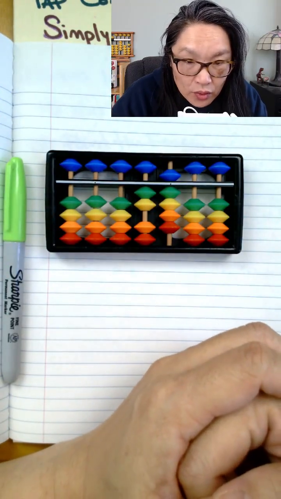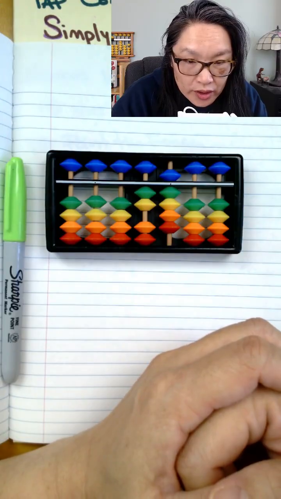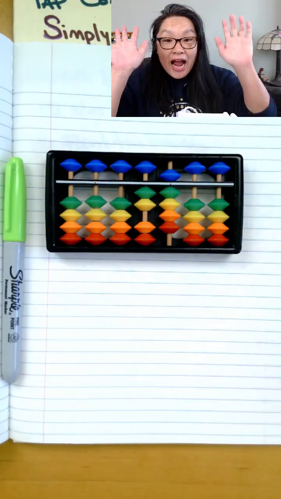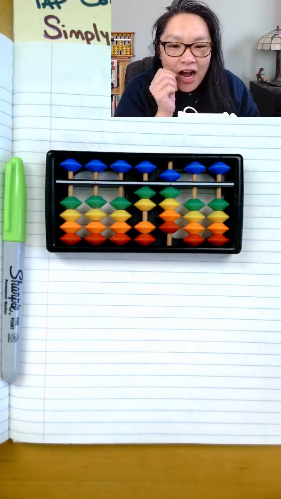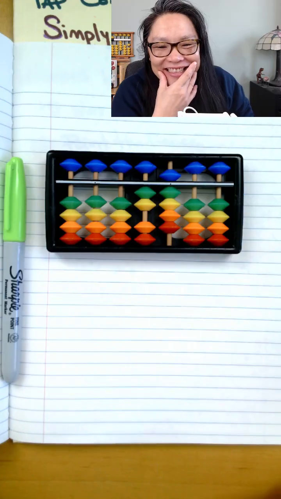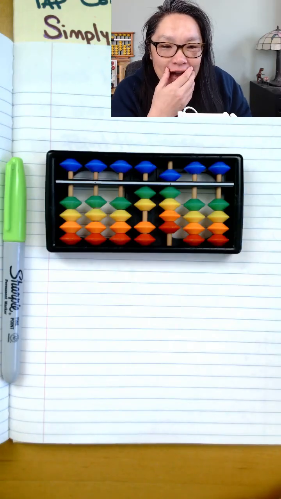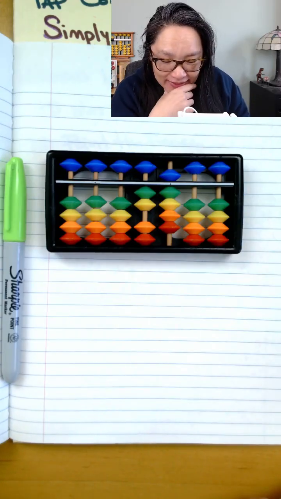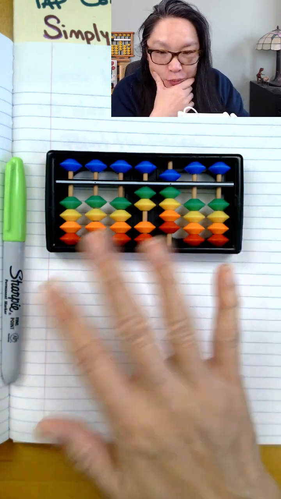So the question is, where were you when I was learning how to do this? Kitty cat, you're so funny. All right. Yeah, I don't know where this was.